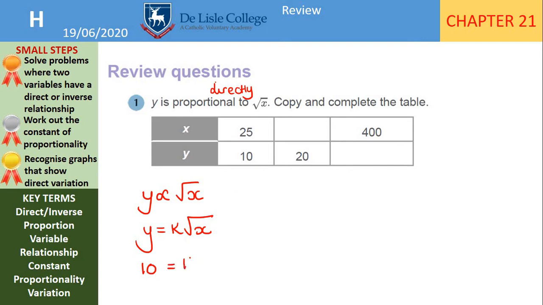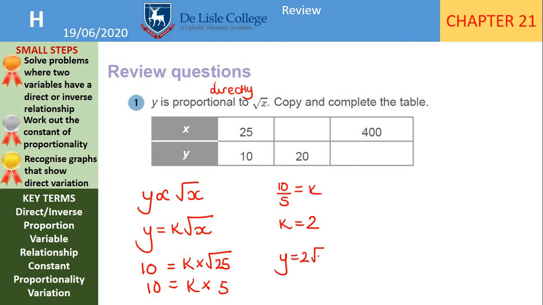So y equals 10, replace the y with 10. X is 25, so this will be k multiplied by the square root of 25. Now the square root of 25 is 5. So if we just work backwards here, that would mean 10 divided by 5 would give us k. So k in this instance is equal to 2. So we get that y is equal to 2 times the square root of x. Now we can use this to complete the table.